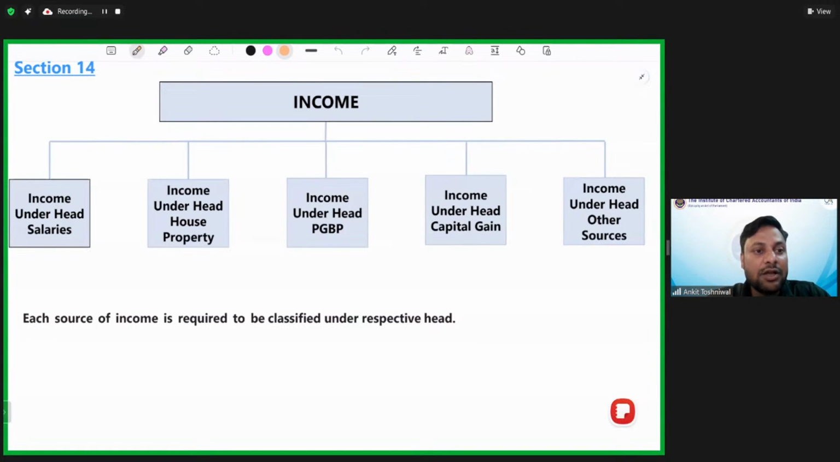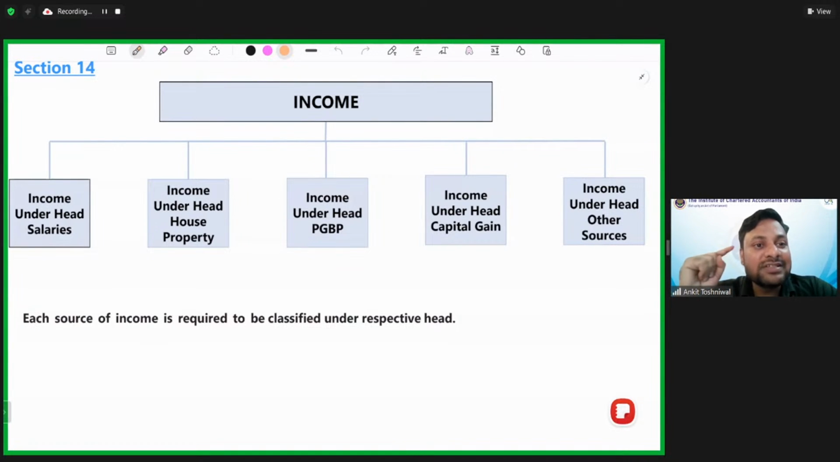The first one is income under the head salary. Second is income under the head house property. Third is income under the head profits and gains from business or profession. Fourth is income under the head capital gains. And the last one, which is also known as the residual head, is income under the head other sources. So we have to divide the income of the assessee under the 5 heads as per the basis of charge or charging sections of the respective heads. In every head, there is a section or some concept which determines which income will be taxable under that particular head. Fine.